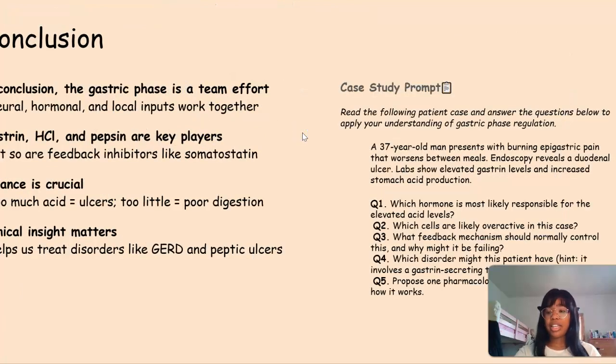As we've seen, the gastric phase of digestion is a beautifully complex system where neural, hormonal, and local factors converge to optimize digestion. Gastrin, HCl, and pepsin are key agents, but the role of inhibitors like somatostatin is just as vital. They protect the stomach from its own secretions. Disrupting this balance can lead to serious conditions like ulcers and reflux.